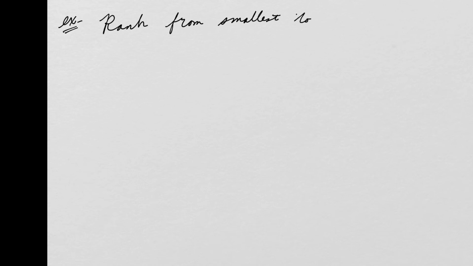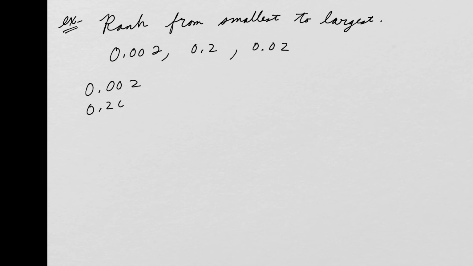So related, let's say we want to rank numbers. So let's say I want to rank these decimal values from smallest to largest. So 0.002, 0.2, 0.02. So if I line these up, I have 0.002, 0.2, so I need to put 2 zeros there so it matches, and then 0.020, put a 0 there so they all match.